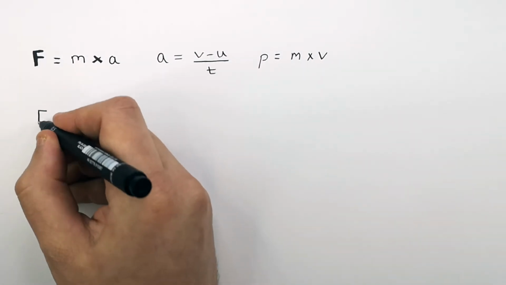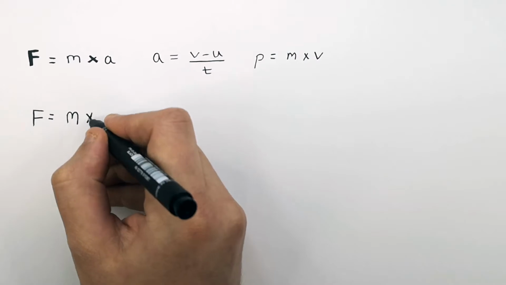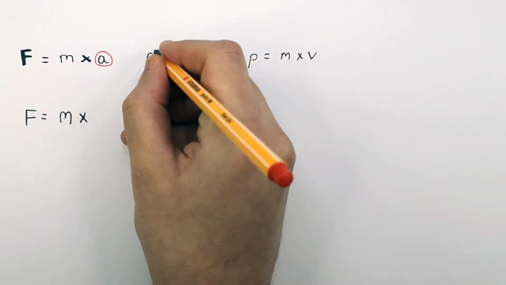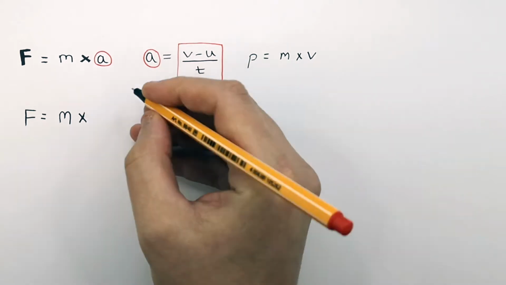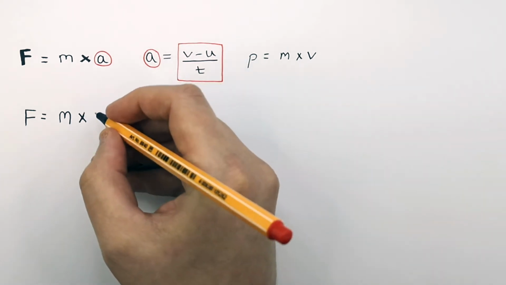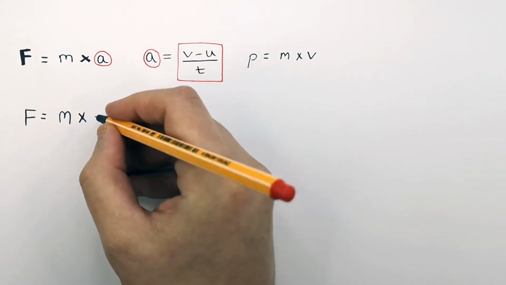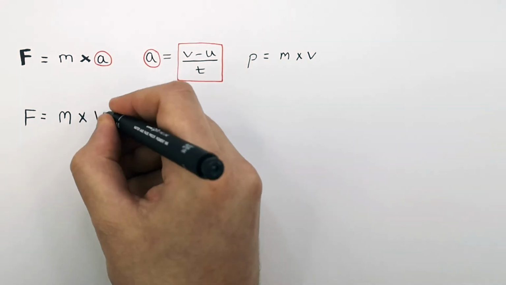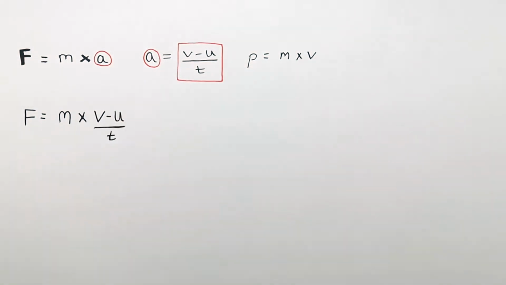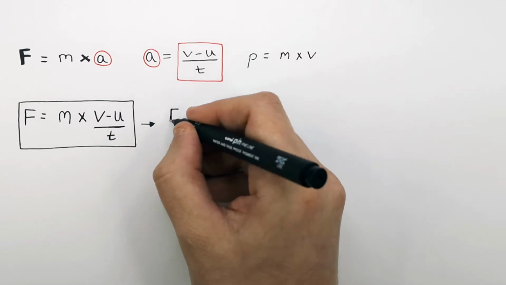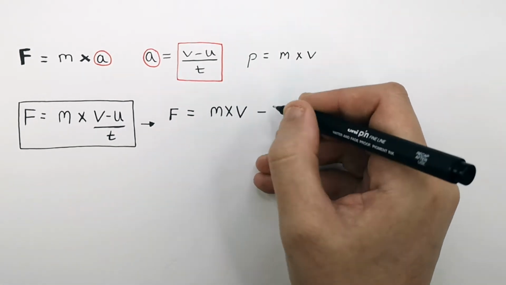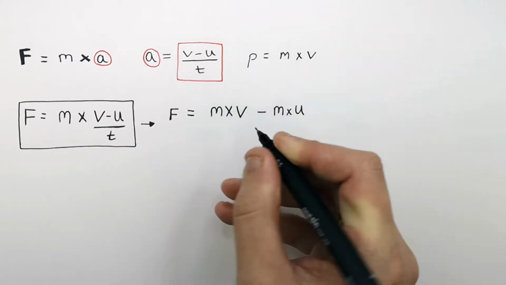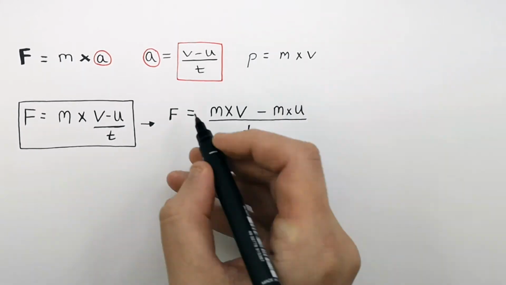So the resultant force acting on an object equals its mass times its acceleration. As you can see here, acceleration equals v minus u over t. So you can actually write the resultant force of an object equals the mass of the object times v minus u over t. So this can be rewritten as the resultant force F equals mass times final velocity minus the mass times the initial velocity, divided by the change in time, t.